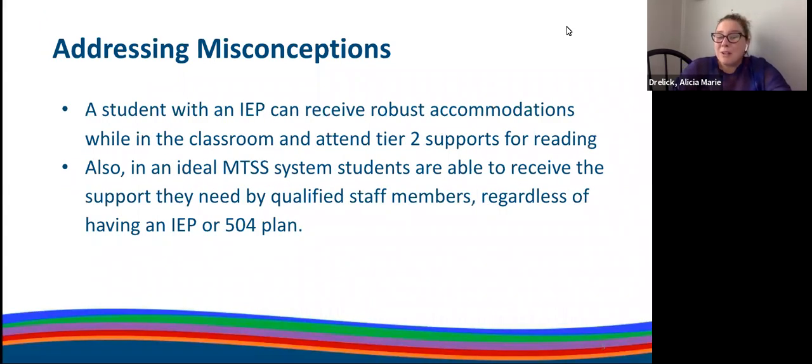Further, we also want to look at multi-tiered support systems as a means of supporting all students, including students who receive individualized education programs. So thinking through this, we can use the multi-tiered support systems as a way of providing students who are labeled with a disability and receive services through an IEP or 504 plan with high quality support in inclusive settings.